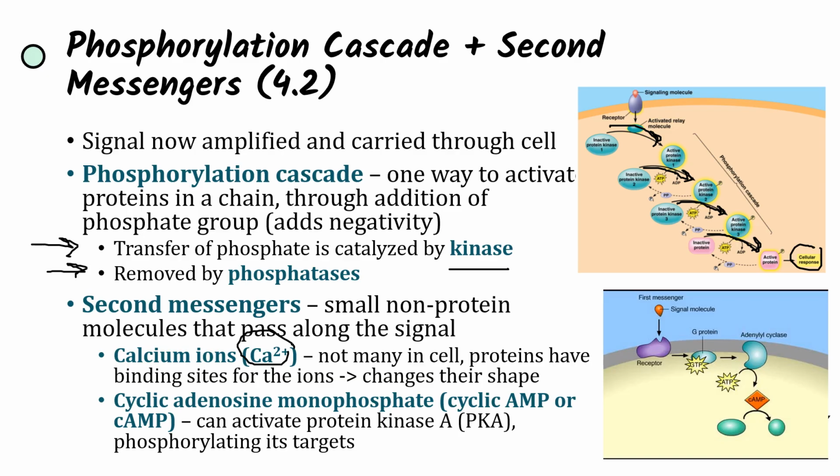And cyclic adenosine monophosphate, cyclic AMP or cAMP, is helpful in activating a protein kinase, which is going to then start the phosphorylation cascade. So second messengers generally work in tandem with a phosphorylation cascade to assist it or to begin it, so that then the signal becomes transduced.